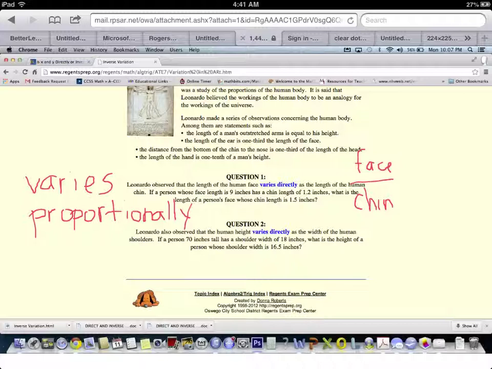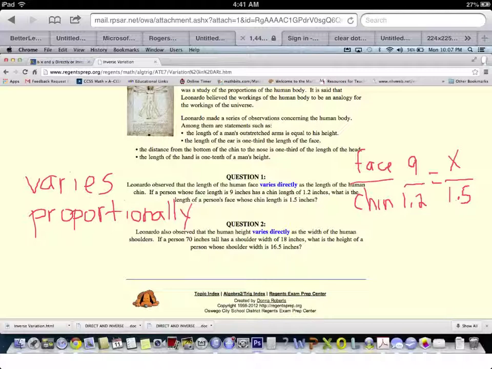And so we have the face length was 9 inches compared to 1.2 inches. And then the person's face length is the unknown that's missing. And chin length was 1.5. I had some students that just looked at what the ratio value was, like 9 divided by 1.2, and got the decimal value. And then figured out what x had to be to get the same, equivalent decimal value on the right-hand side of the equal sign.